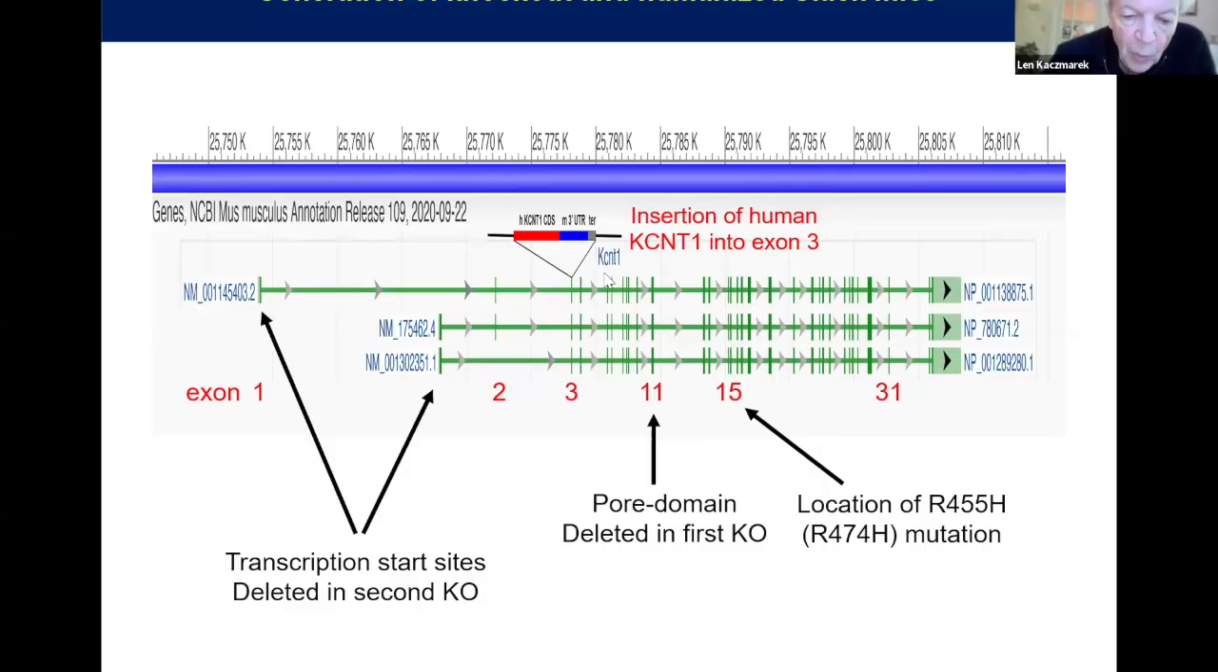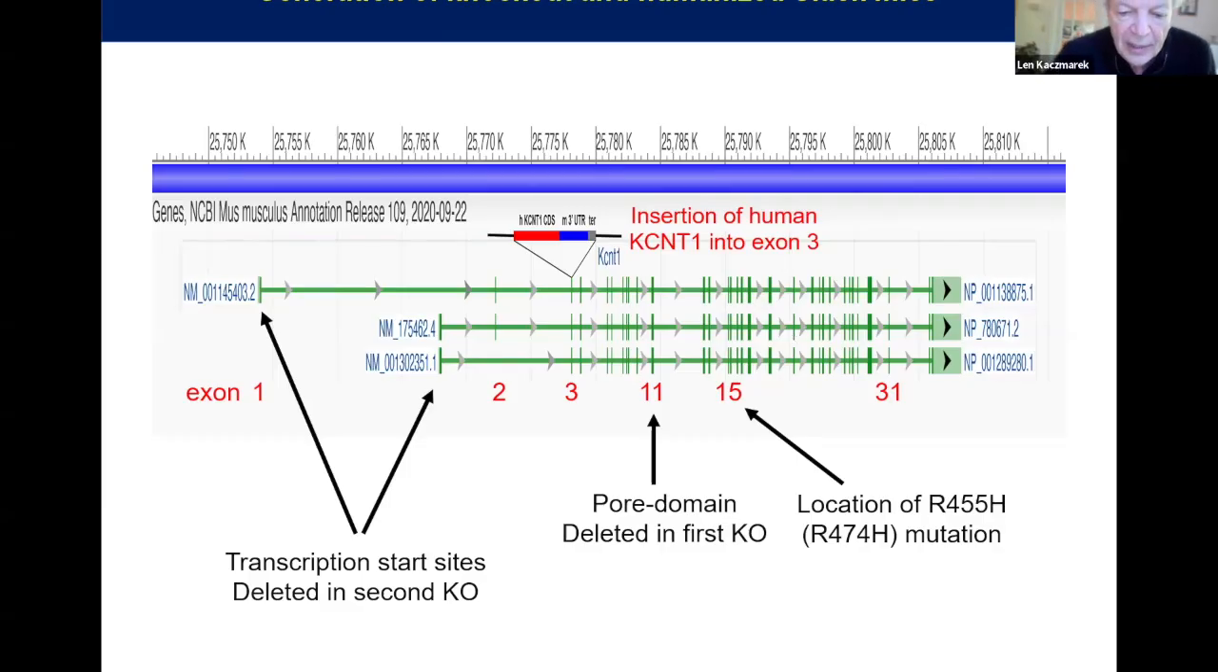Finally, we've actually made a mouse in which we've taken the whole human sequence of KCNT1 and put it into exon 3. So under those conditions, the mouse now only makes the human channel. It's not making any of the mouse proteins. So that's something we're just beginning to study.